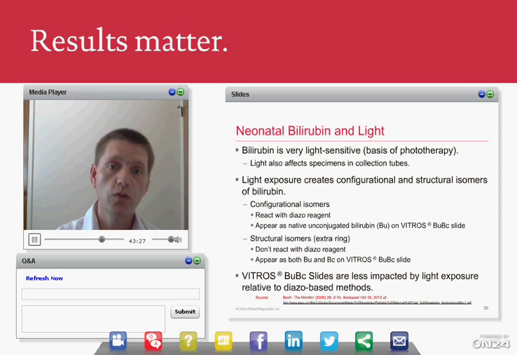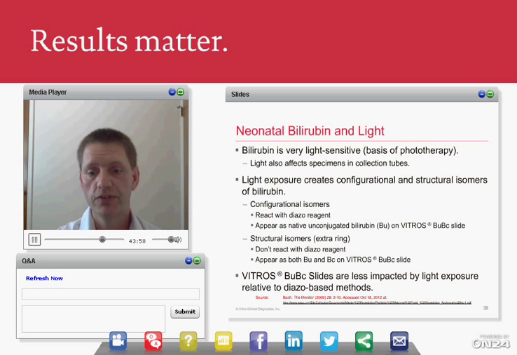In terms of the overall measurement, if you think about it as doing a T-bill, the BBC slide is much less impacted by exposure to light relative to diazo methods. So if you get a significant amount of light exposure, you may get, say, a 30% drop in a standard T-bill assay, whereas for the BBC slide, you would get a much smaller drop. But what you would see in conjunction with that drop would be a shifting of some of the signal from the BU channel to the BC channel.